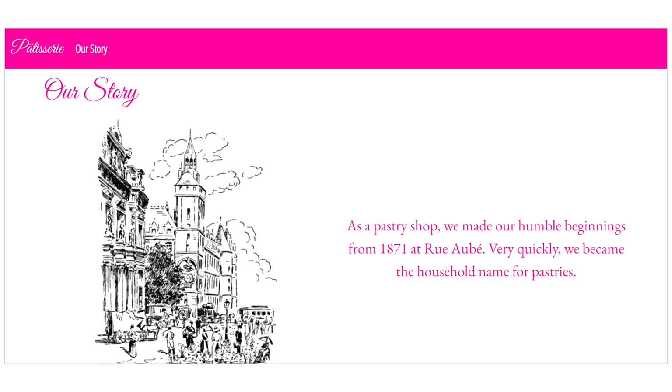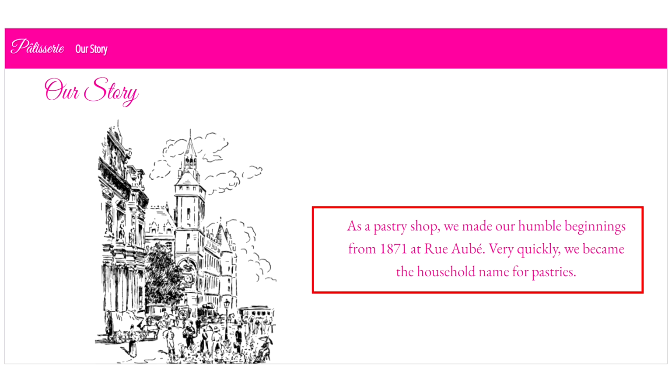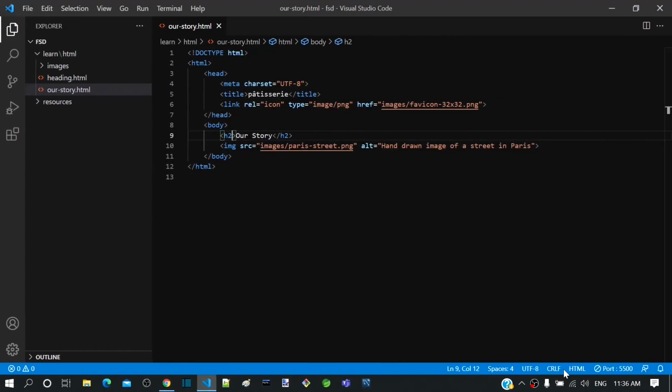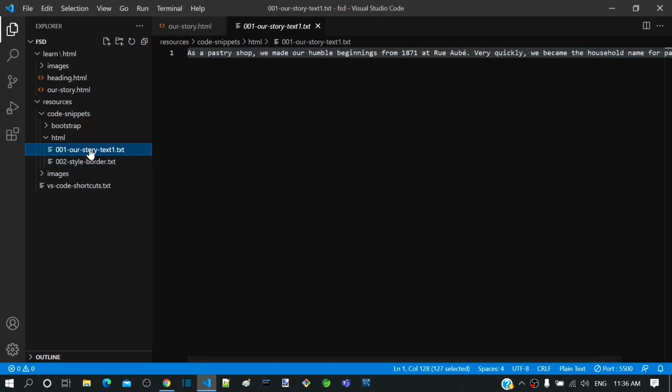Next, we will include this text which has to be displayed adjacent to the image. I am in Visual Studio Code. In the left hand side, I am expanding resources folder, then code snippets, then HTML, then click on the file 001 our story text1.txt. This file contains the text we want to include.